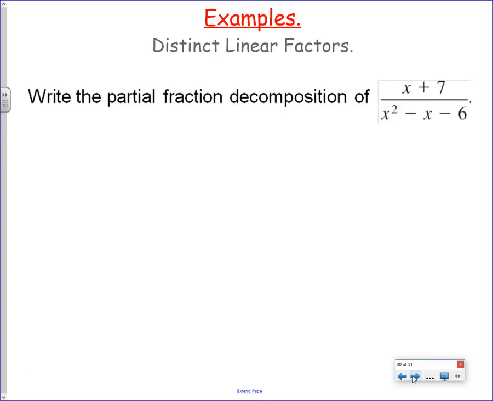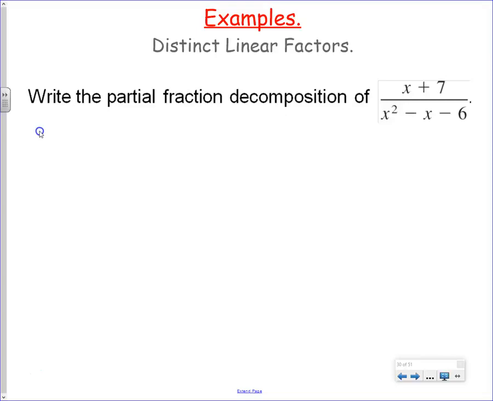I want you guys to go ahead and start the steps. And the first step says, divide when improper. Applicable or not applicable? Not applicable, because the bottom's degree is 2 and the top's degree is 1. This is not improper. The bottom's degree is stronger. There's no reason to divide.